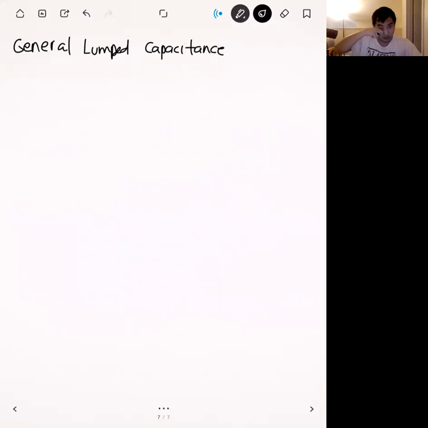Okay. And so with general lump capacitance, we don't have any convection here. So instead of theta, we can't define our excess temperature without any convection or fluid temperature. And so I'm just going to use the form of the equation with just T, okay? Right, so our general lump capacitance looks like this.